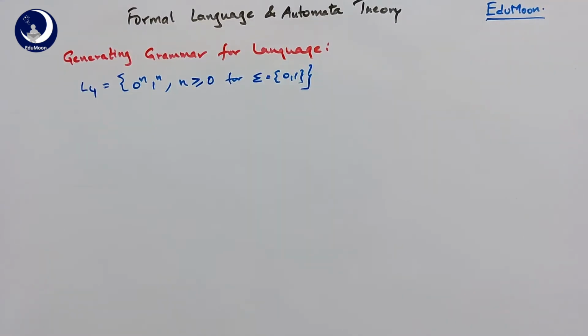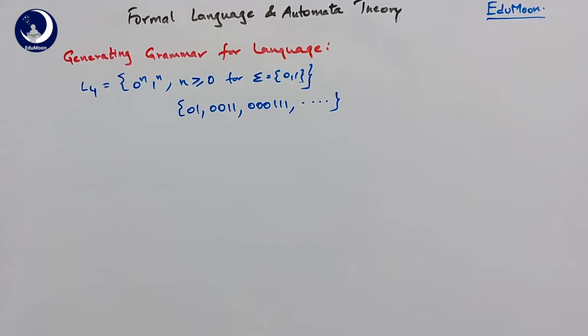So here we go with the next example, the language L4, which is equal to 0^n 1^n, where n is greater than or equal to 0, and the sigma, that is the alphabet, is 0 and 1. If you write the strings generated in this language, with n equal to 0, 1, 2, 3 and so on, the strings will be epsilon, 01, 0011, 000111 and so on, that is, a number of zeros followed by the same number of ones. So those are the strings generated by the language L4.